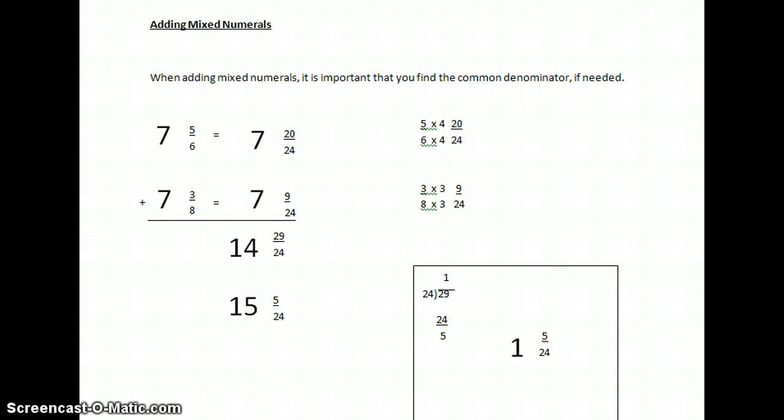So depending on your skill level, you might be able to do some of this in your head, but don't feel like you have to. If you have to write it down, by all means, go ahead and do that.